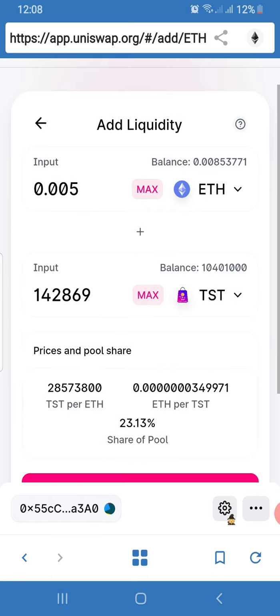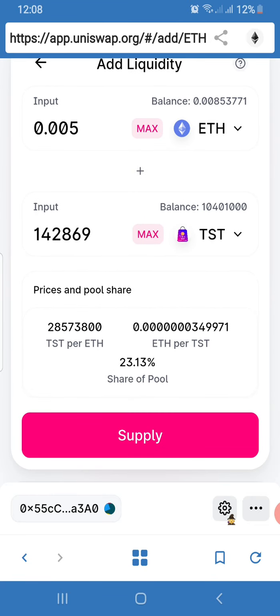All right. So once you've done that, you click supply. Now, if you've never done this before, it's probably going to ask you to add the token, add TST, or create a kind of unlocking of TST so you have access to your TST. I hope you get what I'm saying. But if you've already done that part before, you simply do supply.